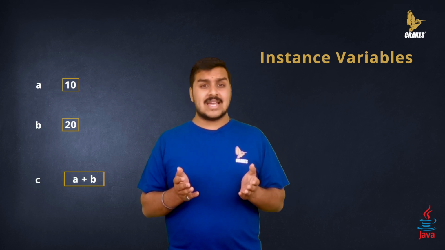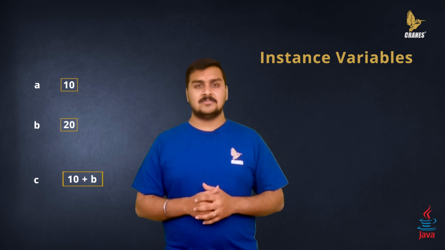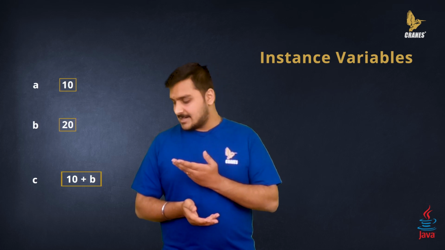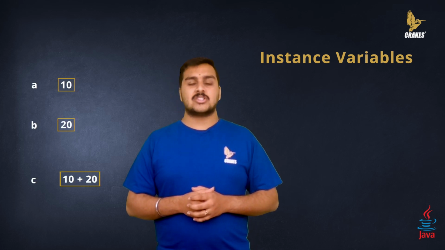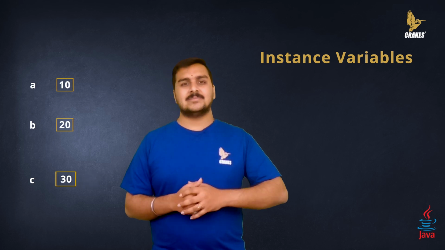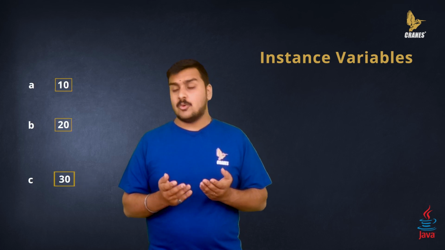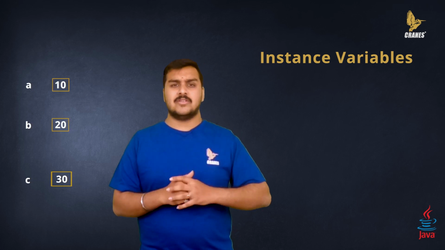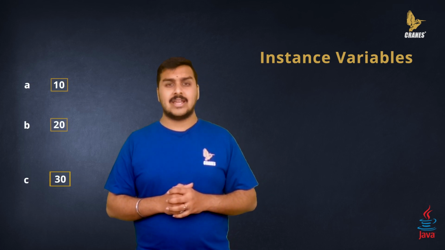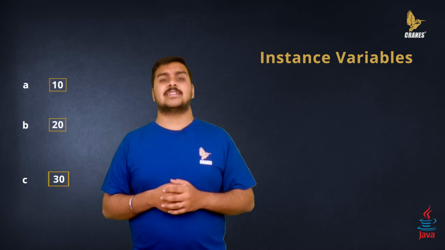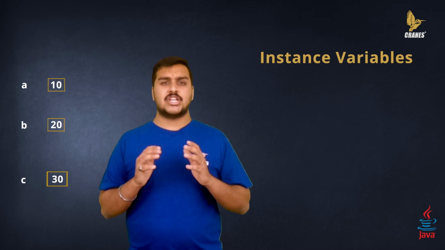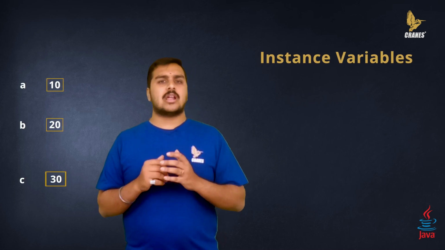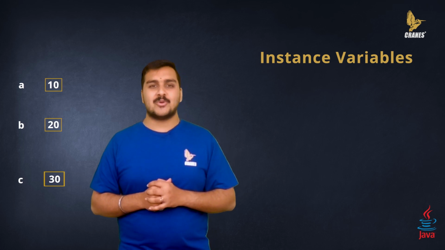Now, what is there inside a? Inside a, 10. What is there inside b? Inside b, 20. So what's the end result of this? 30. This is how things look in your memory, similar to the previous class. But the programming perspective when it comes to instance variable would change. How, sir? How will it change? Let me take you through the program.